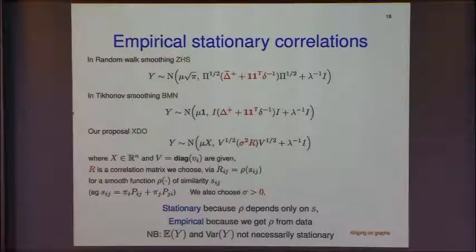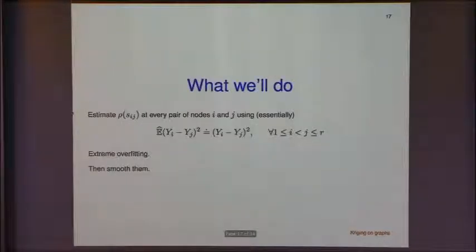The Zhou et al. paper, this is their correlation structure. The other one we call Tikhonov smoothing. It has this correlation structure. And what we did is we kept the mean. We kept this diagonal matrix on the outside. We kept this diagonal added noise. And we added an empirical correlation, some sigma squared R, where R is a correlation matrix. So we have to learn that correlation matrix.